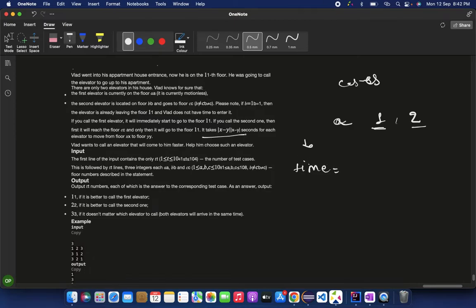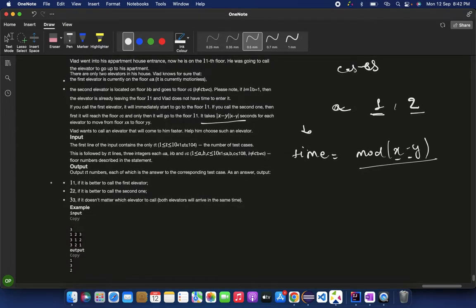We are given that it takes mod of x minus y time to reach from floor x to floor y. We have to output 1 when it's better to call the first lift, 2 when it's better to call the second lift, and 3 in case it doesn't matter which lift comes first.